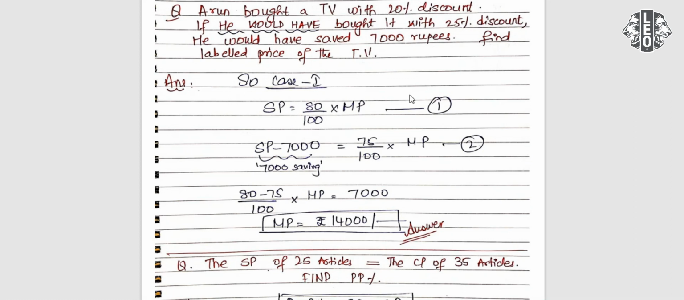They are saying that he first bought it for a 20% discount. If he would have waited more and bought it for a 25% discount, then he would have saved 7,000 rupees. Then you want to find the marked price or the labeled price of the TV. So you write case 1 and case 2, write both equations and solve those two equations. You can get the marked price. So this is nothing but linear equations in two variables that can be solved very easily.